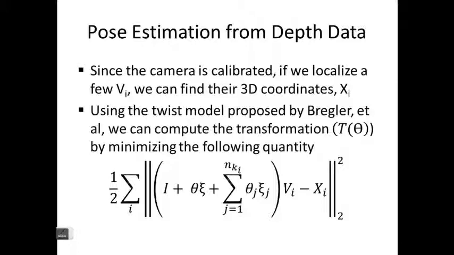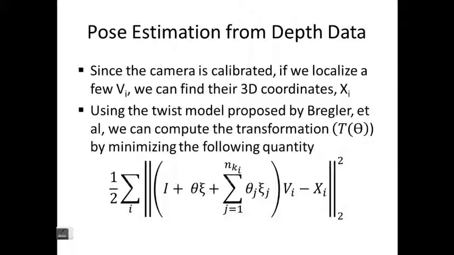So the twist representation basically takes a transformation matrix, like a rotation plus translation matrix, and represents it as a vector. So the epsilon that you see on this slide is a vector representation of, say, a 4 by 4 matrix, which ordinarily represents a transformation in three-dimensional space.